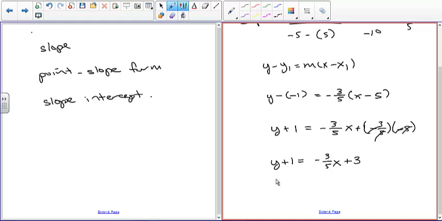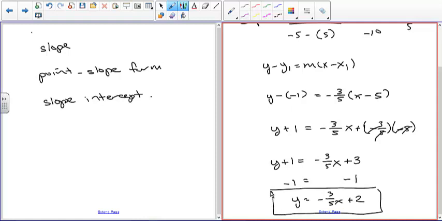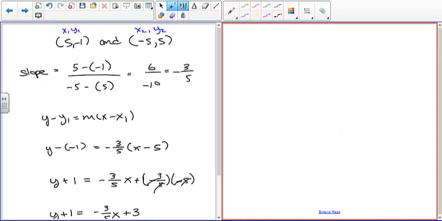Now the final step is you want to isolate y by itself. So we're going to subtract 1 from both sides. That gives you y is equal to negative 3/5 x plus 2. So that's your solution for that problem. The next one, 2 points again.